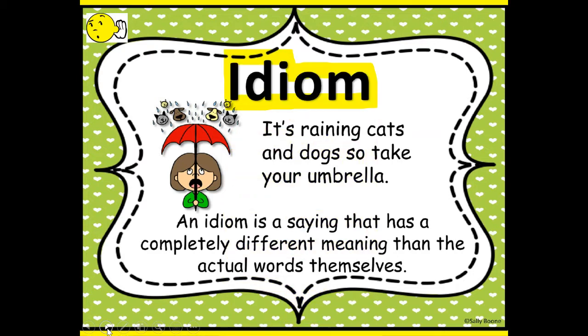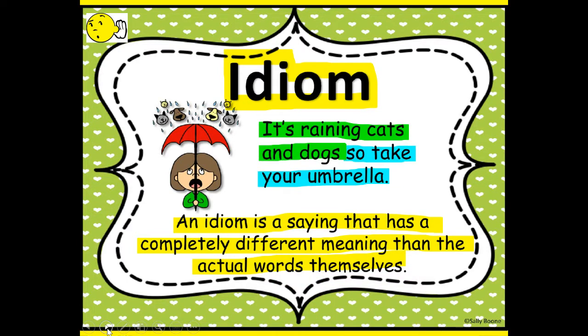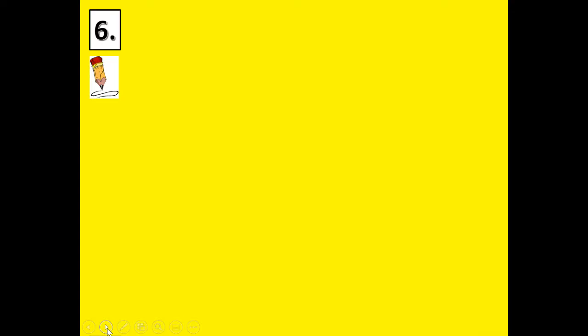Here's another type of figurative language, idiom. An idiom is a saying that has a completely different meaning than the actual words themselves. It's raining cats and dogs, so take your umbrella. Idiom. So we're going to see an idiom right now for number 6, spitting image. So write spitting image.